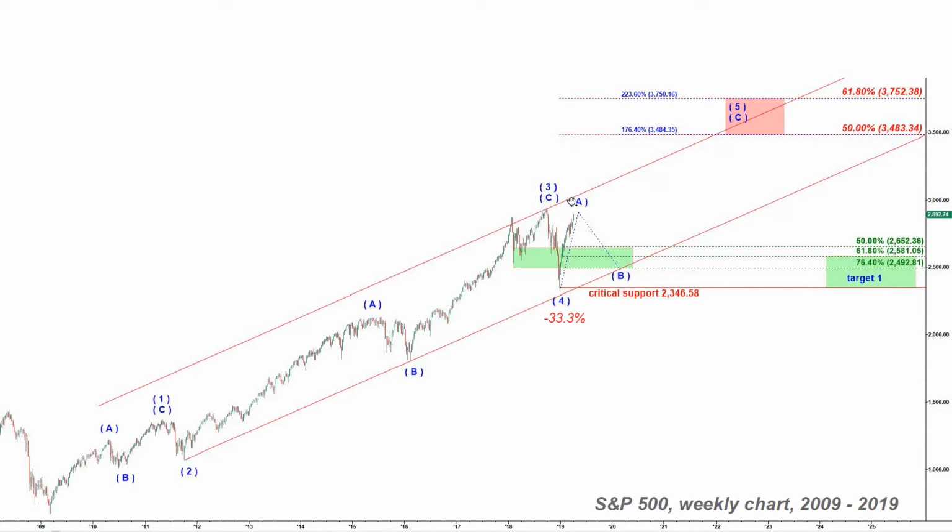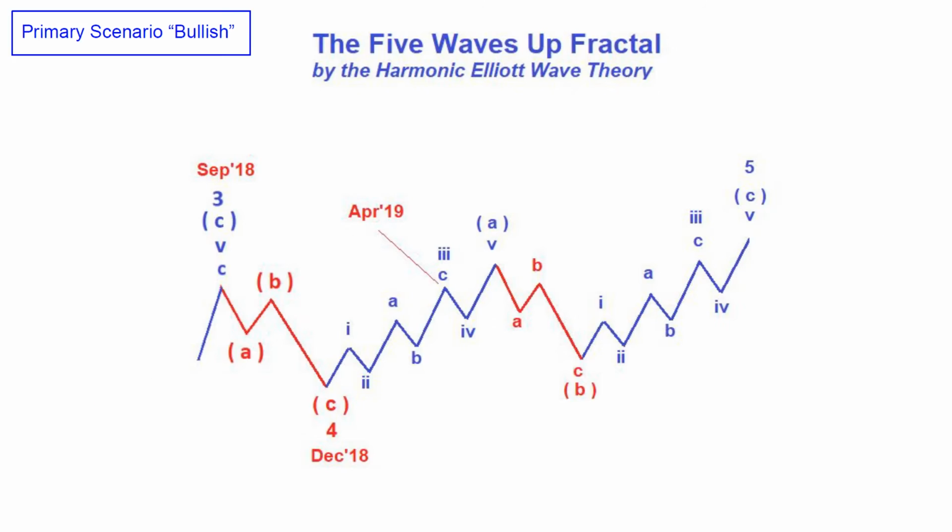Once we top here, we should see a corrective pullback, and as you can see, I added retracement fibs 50%, 61.8%, and 76.4%, which form that green target box, a potential bottoming area for that upcoming pullback. But before we start talking about the target for that pullback, the most important question for us: has that wave parenthesis A up started in December 2018 stopped?